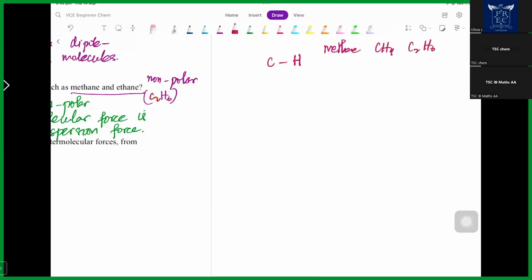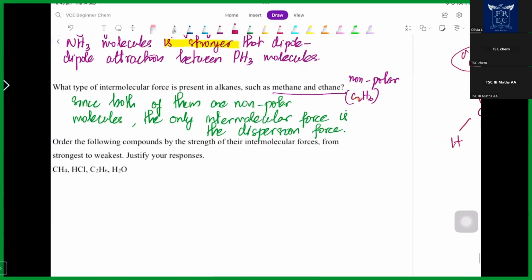Methane is CH4 and ethane is C2H6. So the bond between them is C and H. If you look at this, this is minus, this is plus, this is polar. If you just look at one bond only, it is polar. But the shape makes them non-polar because the shape is like this, so they balance each other. They cancel each other, so they will become non-polar. For any non-polar molecule, the only intermolecular force is the dispersion force. So this is how we determine. Now, it will be more obvious in the next questions.